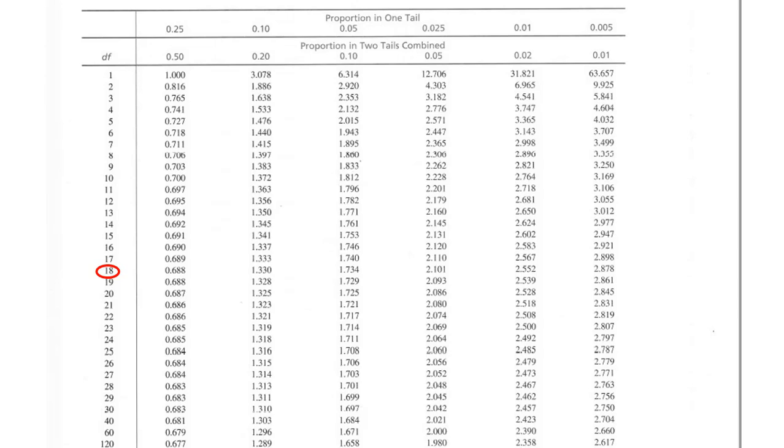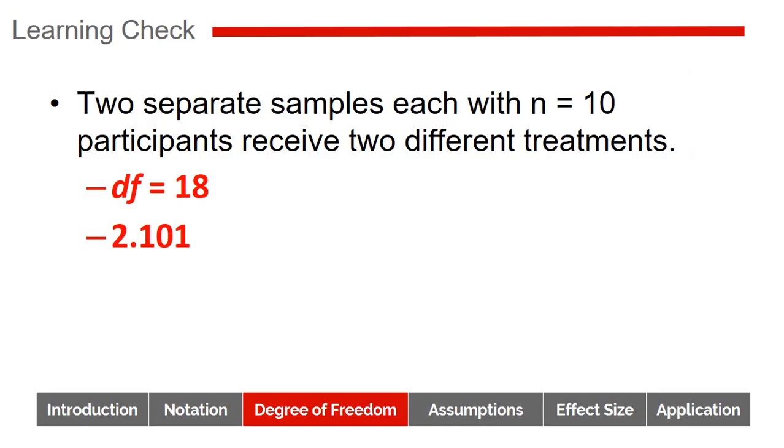And I've circled that right there. So we draw an imaginary line down to find 2.101. That is the t statistic that's going to cut off the high probability area from the low probability areas, aka the tails. So our degrees of freedom were 18, and our critical value was 2.101. Plus or minus 2.101, I might add.